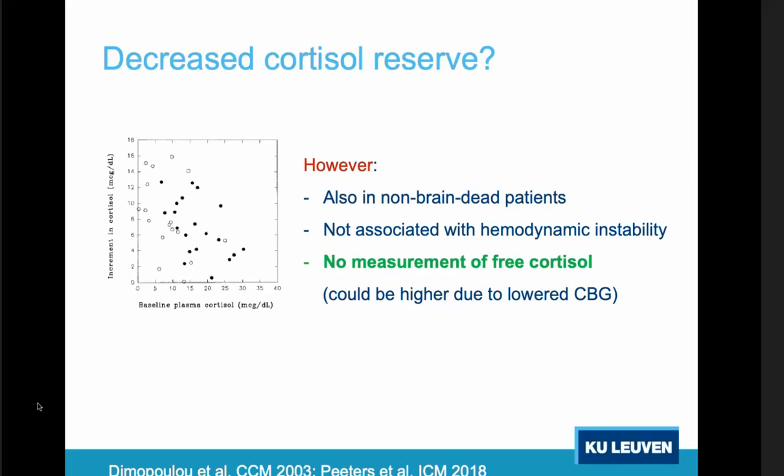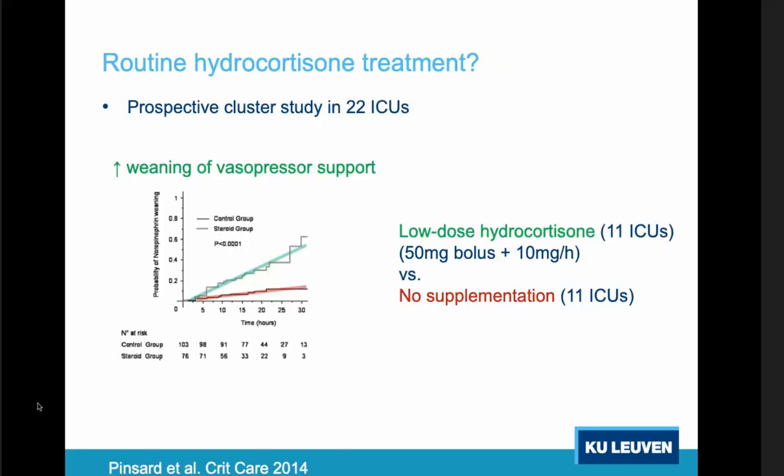And a recent large observational study, not in brain-dead patients, but in critically ill patients, has shown that the free fraction of cortisol actually is higher in critical illness due to a lower CBG. And this study also has shown that a relatively low increment in total cortisol is often accompanied by a normal increase in free cortisol. So since these authors did not measure free cortisol, it's difficult to interpret these findings. But from a clinician's point of view, the question, of course, is, should we routinely administer hydrocortisone treatment or not?